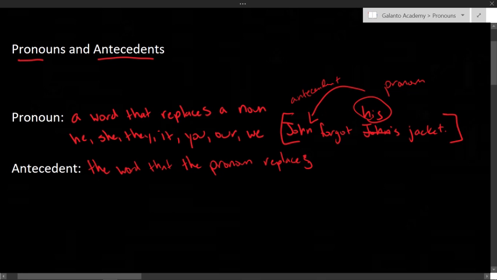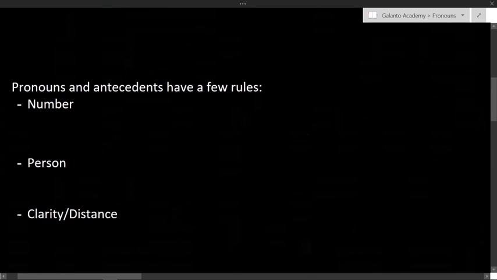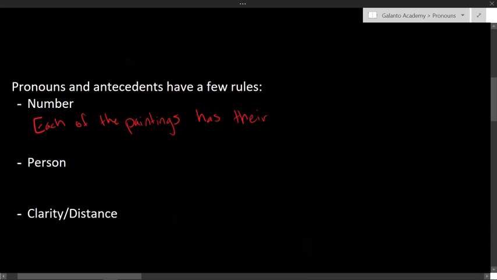So there are a few rules for pronouns and antecedents. They have to agree in number. So let's look at a few examples. Let's say each of the paintings, and so be paying attention to our subject and if it's singular, if it's plural, to make sure that this matches. So each of the paintings has their own stand.